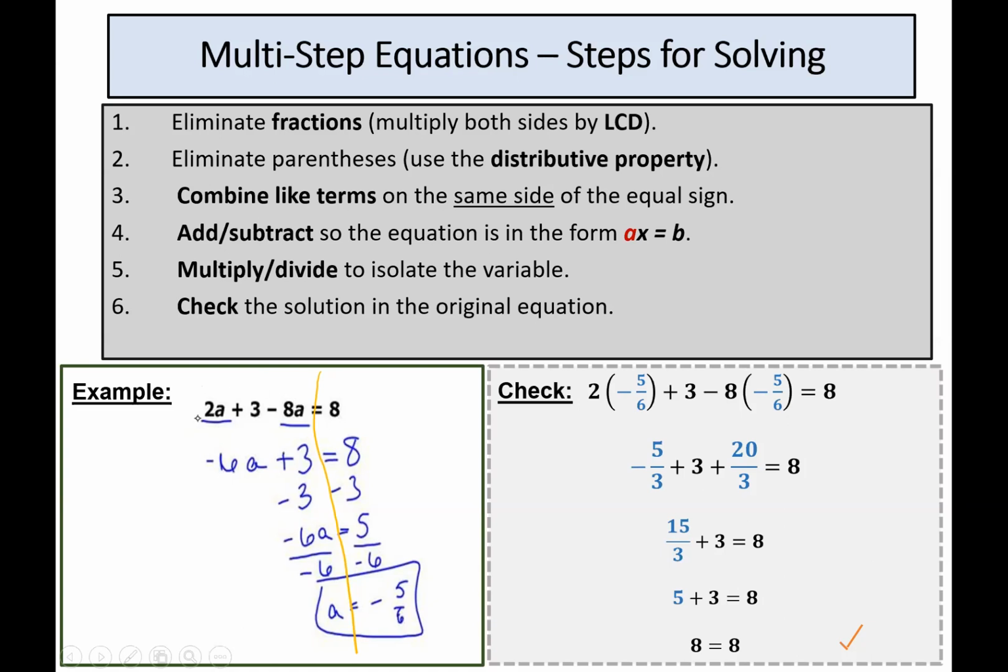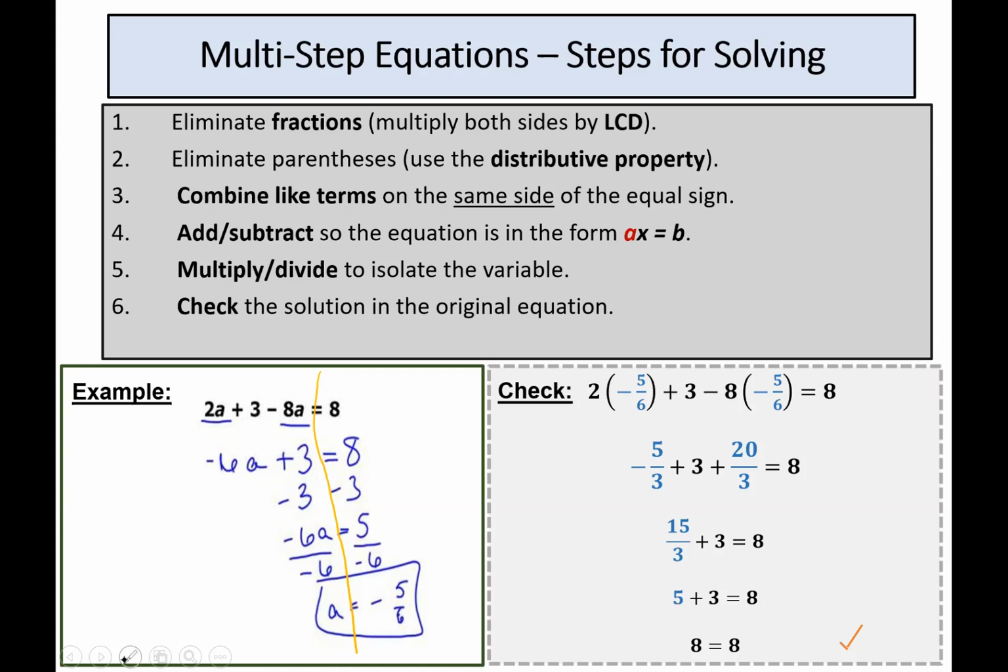So over here on the left side, you can see the 2a and the minus 8a, those have been underlined because those are like terms. 2a minus 8a is negative 6a. And then the plus 3 just comes down. So the next line that has been written is negative 6a plus 3 equals 8.